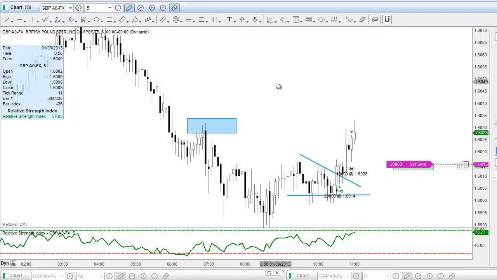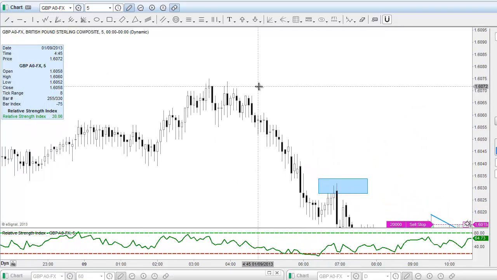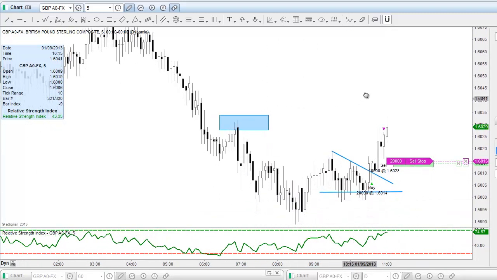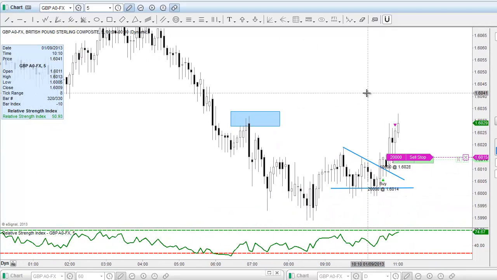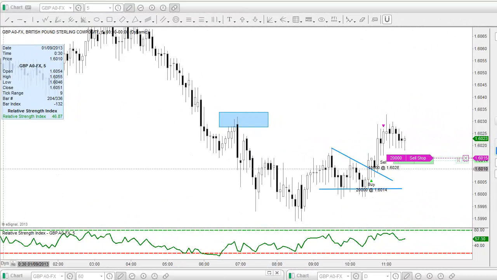But there is certainly the potential that if we get above this structure point, we may run all the way back up to 60.72s. So let me just pause the video one more time, and I'll come back and show you guys how the trade turned out. All right, people, it's now 11:31, and we've come back up.